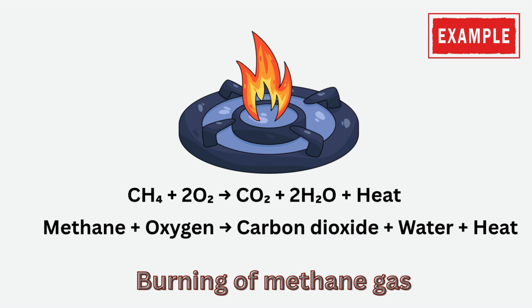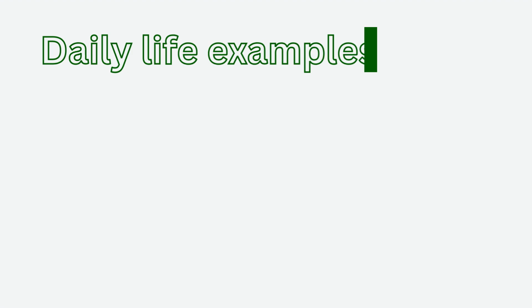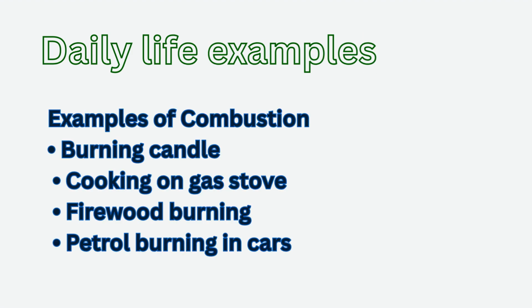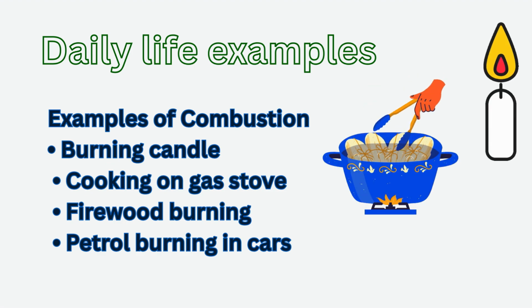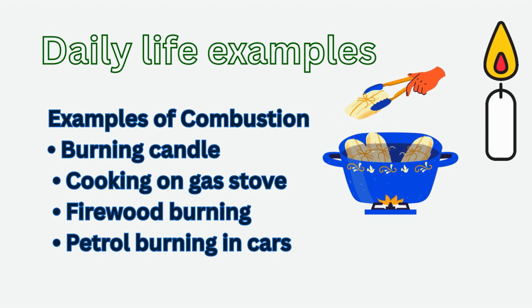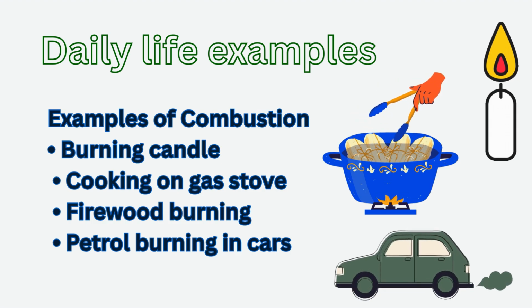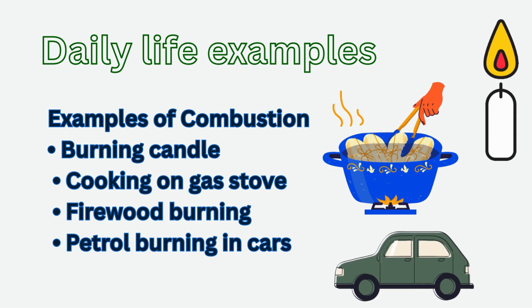One common example is the burning of methane gas in a gas stove. Methane reacts with the oxygen and forms carbon dioxide and water. During this process, heat and light are produced. The heat, which we use to cook, and the flames we see are the energy being released as the gases react. Let's see the daily life examples. We see combustion reactions every day when we light a candle, cook food on a gas stove, or when the fuel burns in a car engine, combustion reactions are taking place.